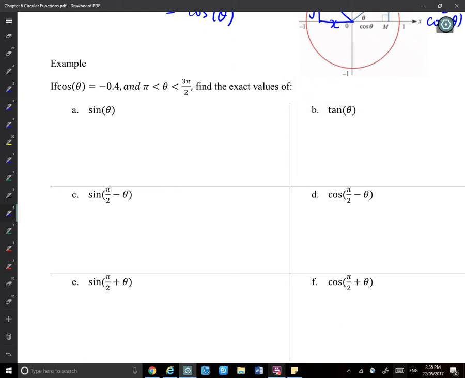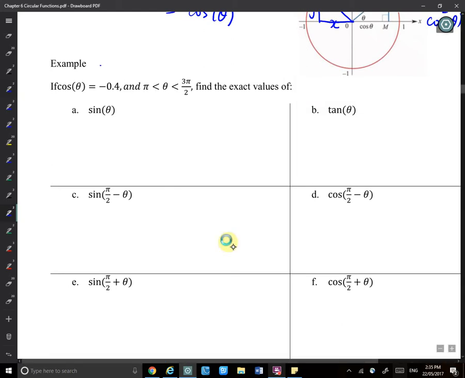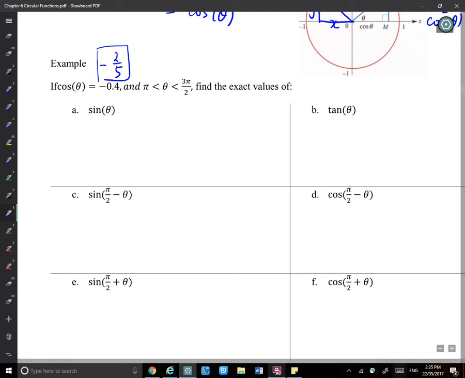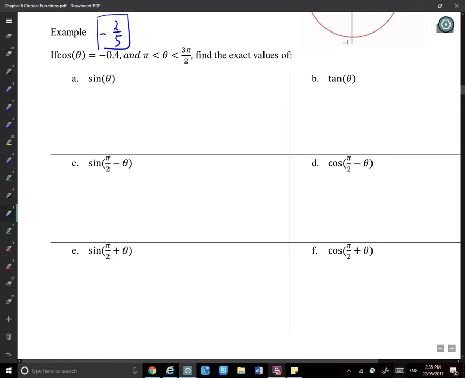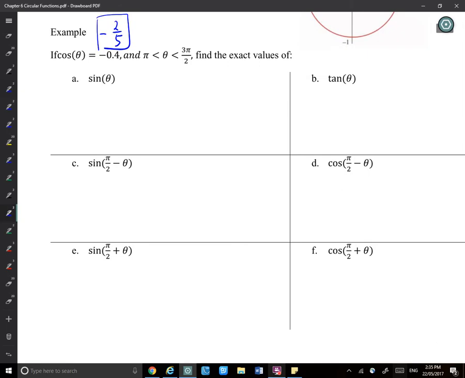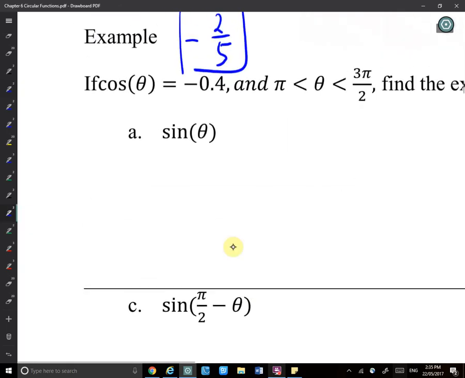Okay, next one. If you have cosine theta equals negative 0.4, let's say that's negative 2 over 5, and the angle is in between pi and 3 pi over 2, and it asks you for the sine value.